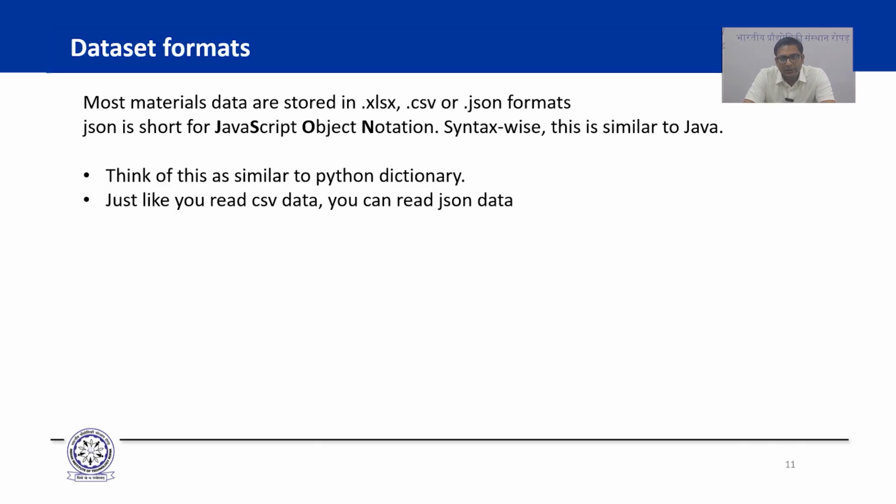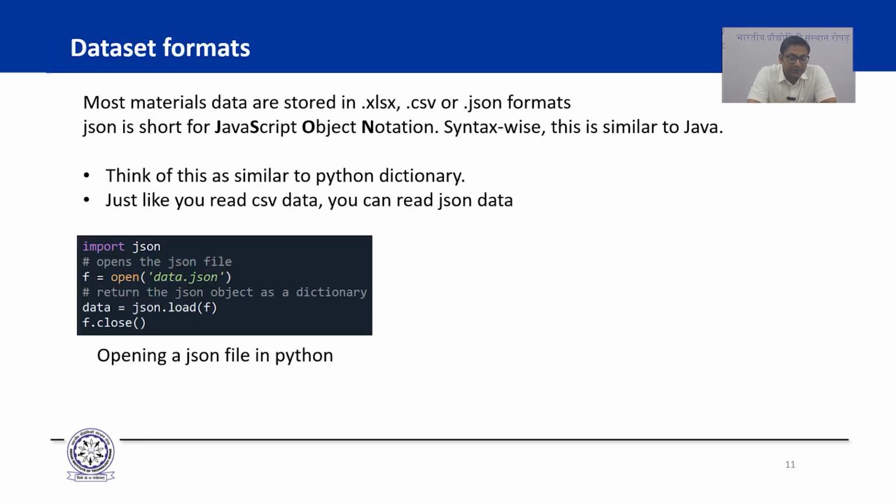So JSON is short for JavaScript Object Notation, and the syntax for this is quite similar to your standard Java. You can think of JSON files as something very similar to your Python dictionary, and the way you read the file is no different from how you read a CSV file or XLSX file. You just import the module for JSON and then you just read it, and that would be it.